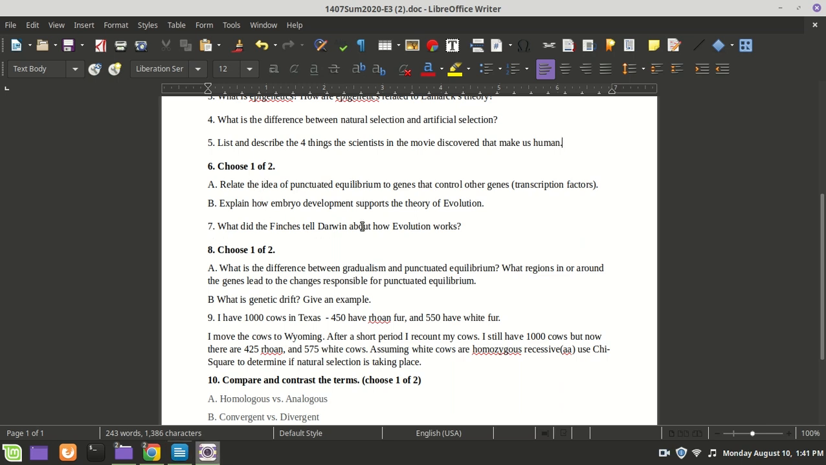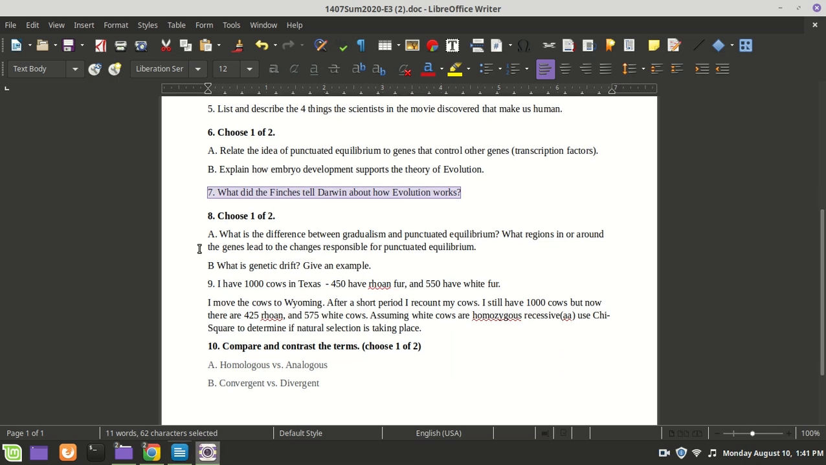Now, what did the finches tell Darwin about how evolution works? There are a couple of places you can find that. A couple of different videos talk about the finches. The long movie talks about the finches. So lots of places to get this one. The finches are a very famous story, and it's Darwin's story, actually. Much of his book involves him talking about these finches.